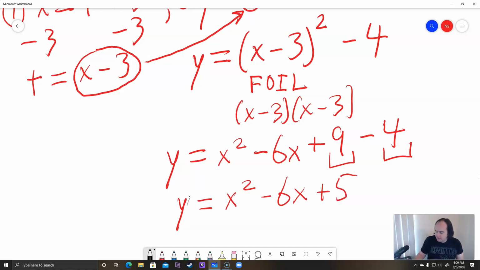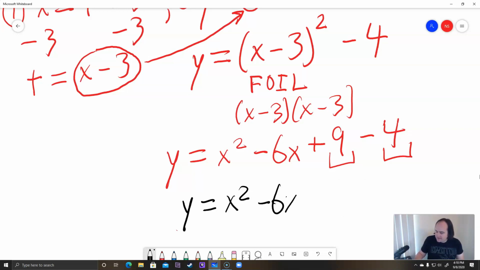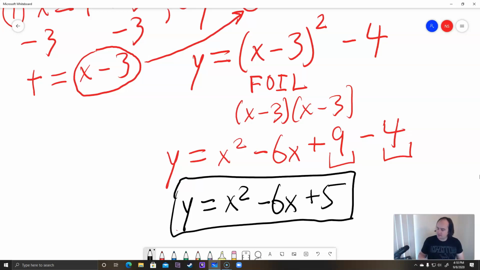And that was actually the first thing they asked for, so let me go ahead and box that. They wanted an equation in x and y: y equals x squared minus 6x plus 5. That's your equation in x and y.